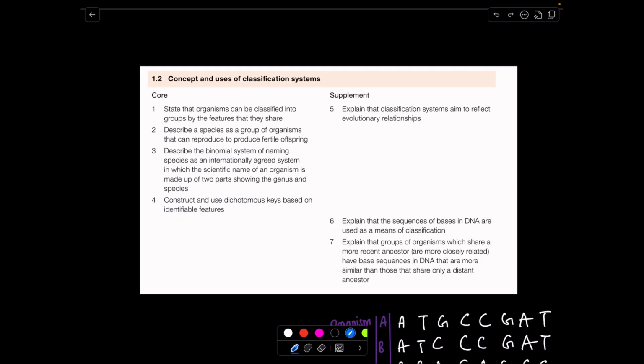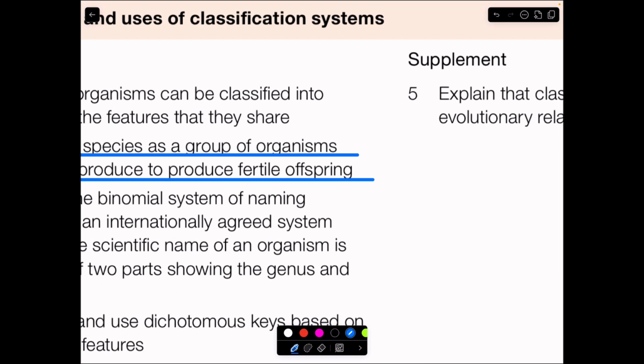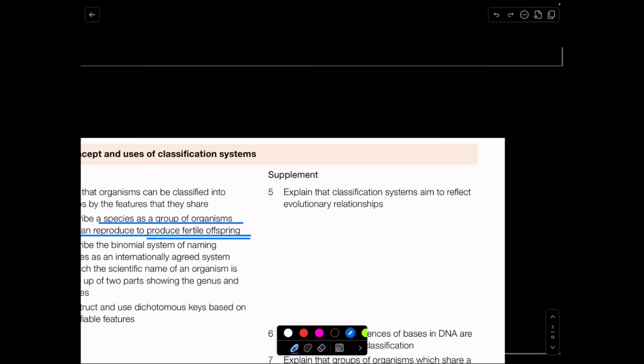Now, 1.2 in the syllabus says concepts and uses of classification systems. Now, the first point they're saying here is that state that organisms can be classified into groups by the features that they share. I think that's very straightforward. So if a lot of organisms share similar features, they go into similar groups, okay? That's really straightforward. And one thing you need to memorize here is defining species. They are a group of organisms that can reproduce to produce fertile offspring. This is the sentence that loses you the mark if you don't do it, okay? Produce fertile offspring. Memorize it, please.